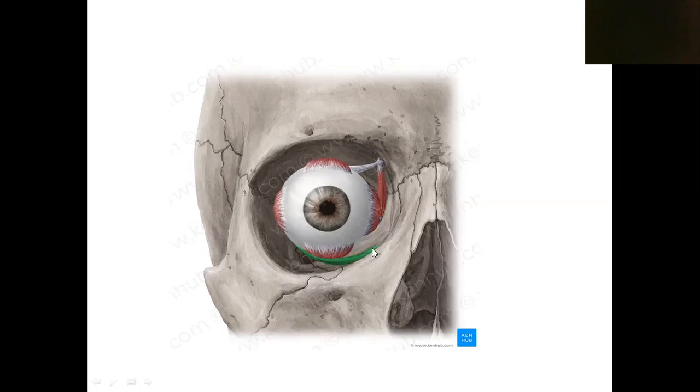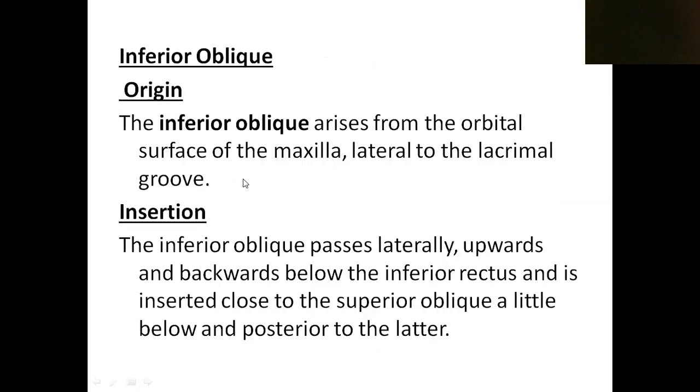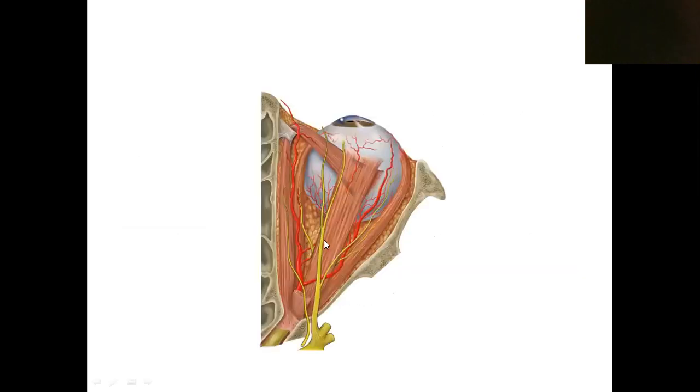This muscle is arising from the orbital surface of the maxilla. From there it runs laterally and backward and is inserted into the sclera. So the origin is clear. Then the inferior oblique passes laterally, upward and backward below the inferior rectus and is inserted close to the superior oblique, into the sclera near the superior oblique. The course is also clear.